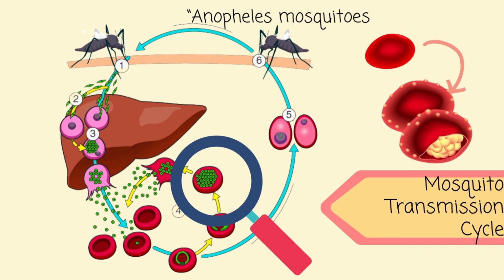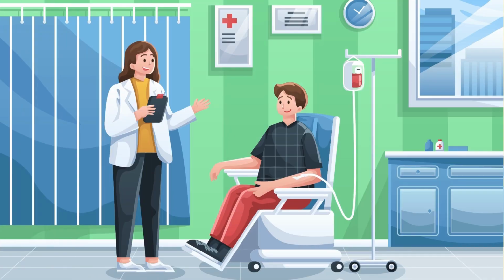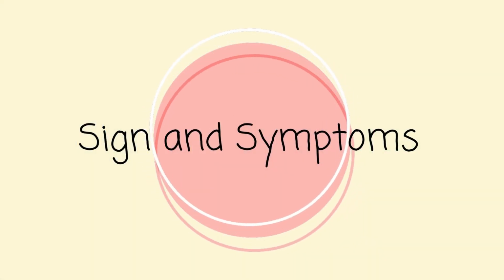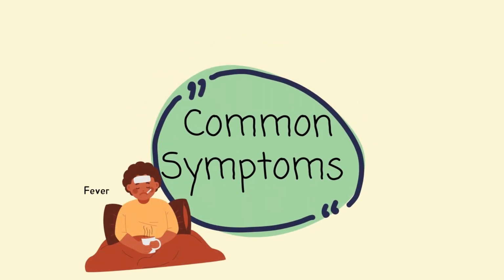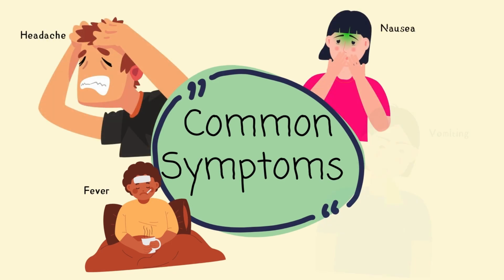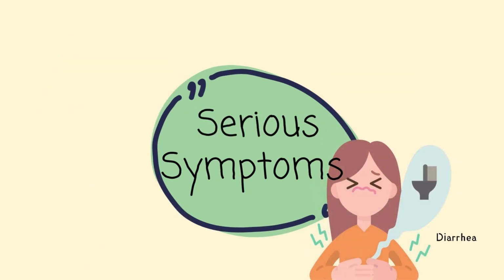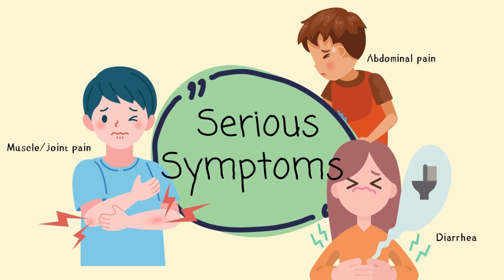Malaria can also be transmitted by exposure to infected blood. Examples of that are from mother to unborn child, through blood transfusions, or by sharing needles used to inject drugs. There are multiple signs and symptoms caused by malaria. The common ones are fever, headache, nausea, and vomiting. Diarrhea, abdominal pain, muscle or joint pains are among the more serious symptoms.